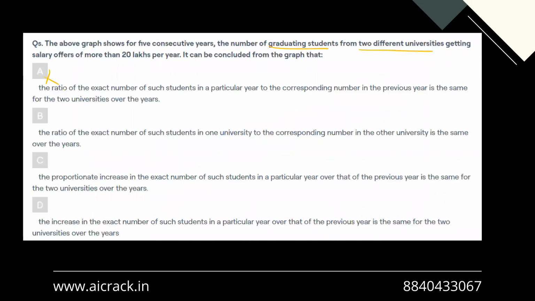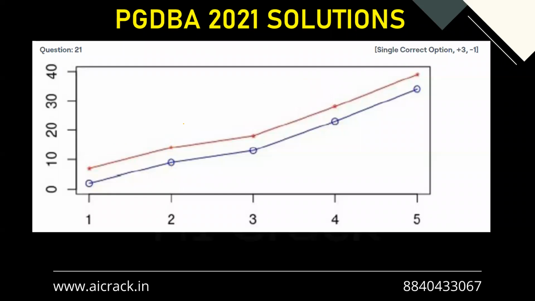This option is incorrect. The second option says the ratio of the exact number of such students in one university to the corresponding number in the other university is the same over the years. So in option B, let's say this is x and this is y, this is a, this is b. They are saying that x by y equals a by b. So they have modified it.